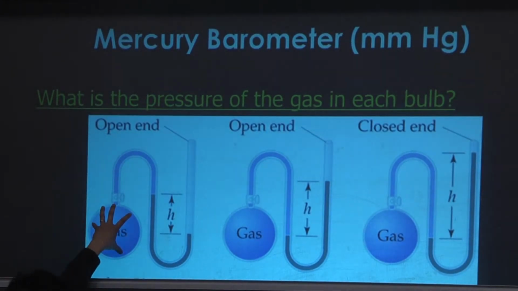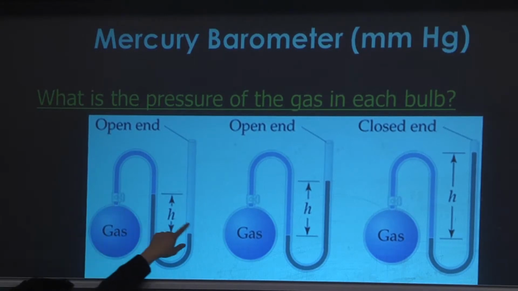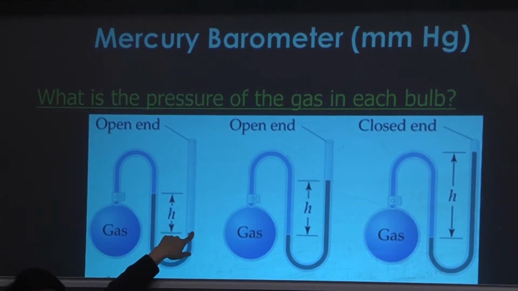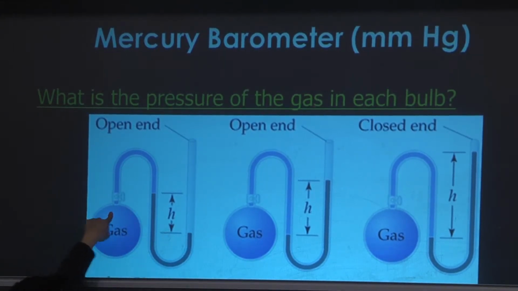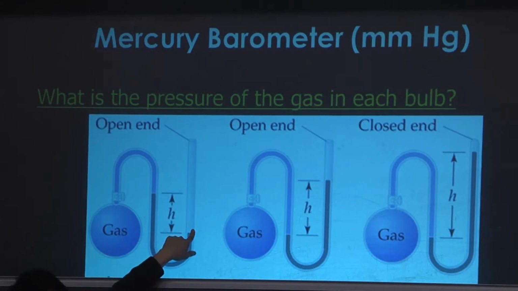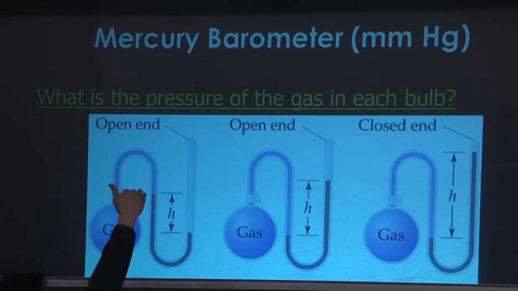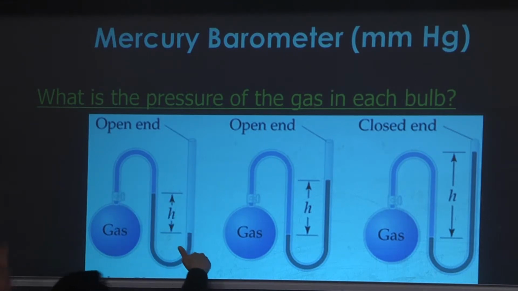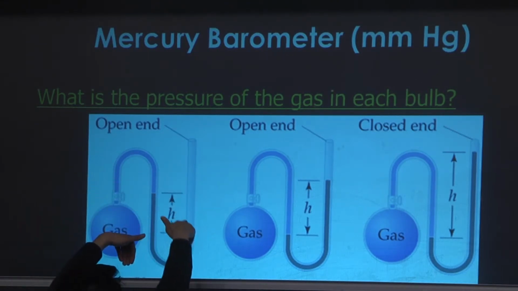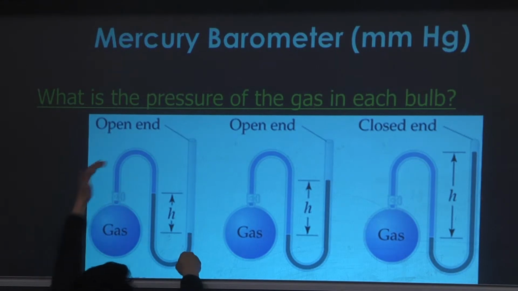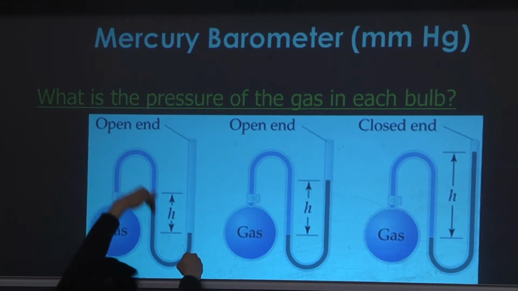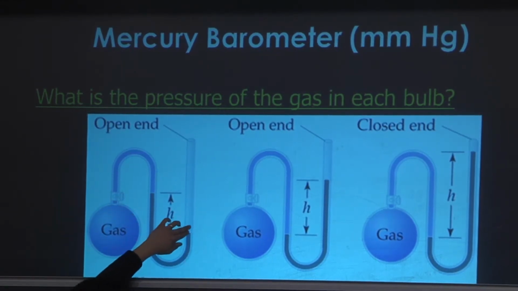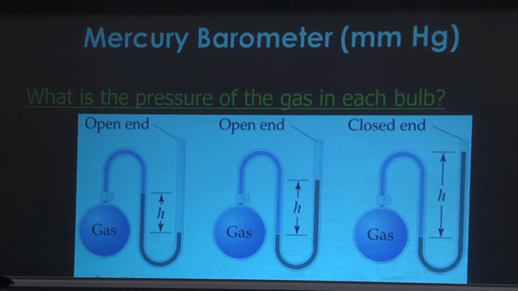this gas has some pressure, and it's competing with atmospheric pressure. And who's winning? The gas in the bulb or the atmosphere? The atmosphere is winning, right? Because the atmosphere is pushing down harder than the gas is pushing. It's pushing down harder, so it goes lower. This is pushing down less hard. It doesn't go as low. So the atmosphere is winning.